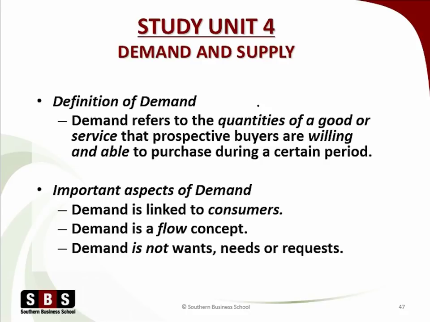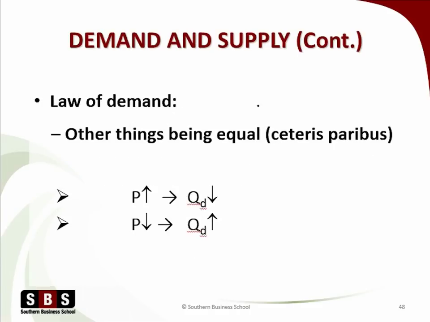And here are the other important aspects of demand. Demand is linked to consumers. You may be asked, if you look at the definition of demand, what are the important parts in that definition? So then you say demand is linked to consumers. It's a flow concept. It's not one's needs or requests. It's what the people are actually buying. So just have a look at the important aspects of the definition.